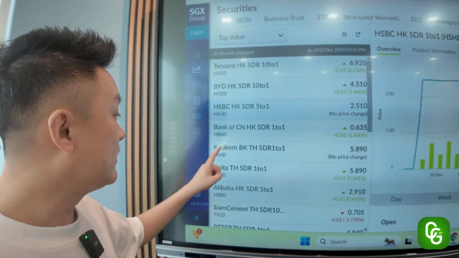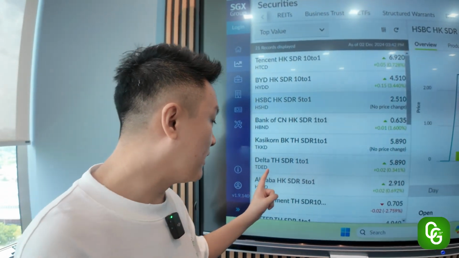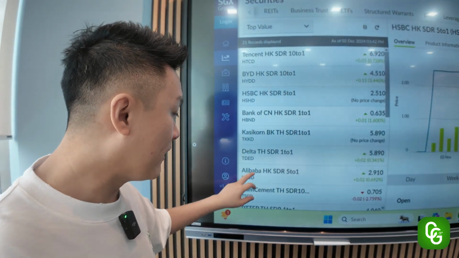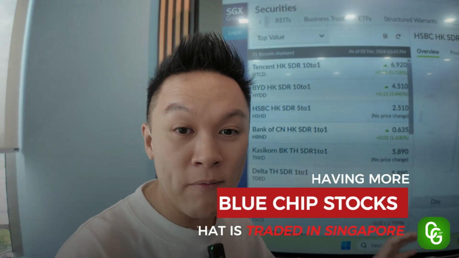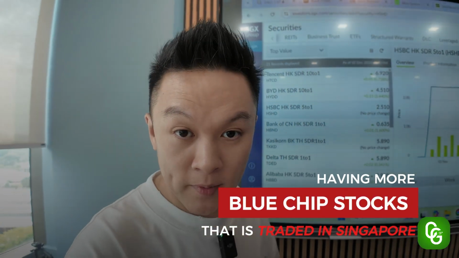You can see this is Kasikorn Bank, a Thai bank. This is Delta, which is actually a Thai stock also, and Siam Cement is also another Thai stock. All these stocks are actively traded in their country. What's good about this right now is that you have more blue chip stocks traded in Singapore.